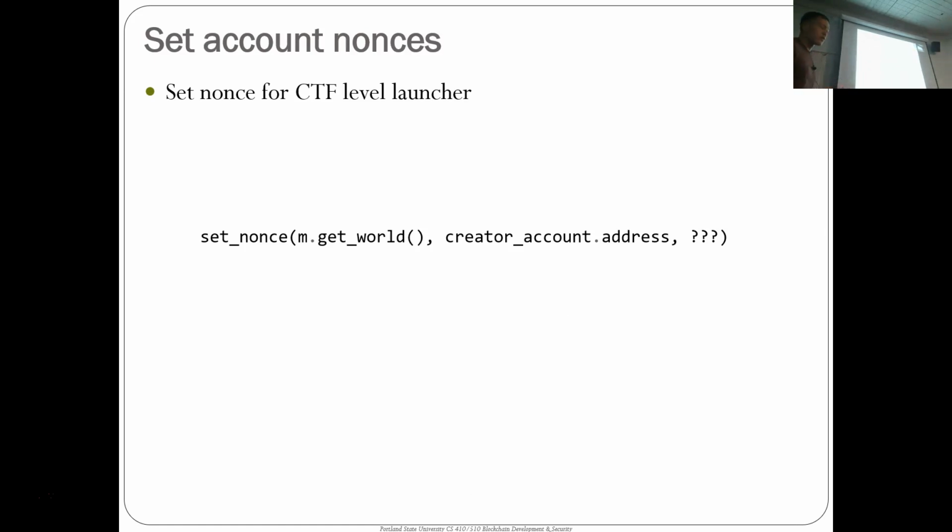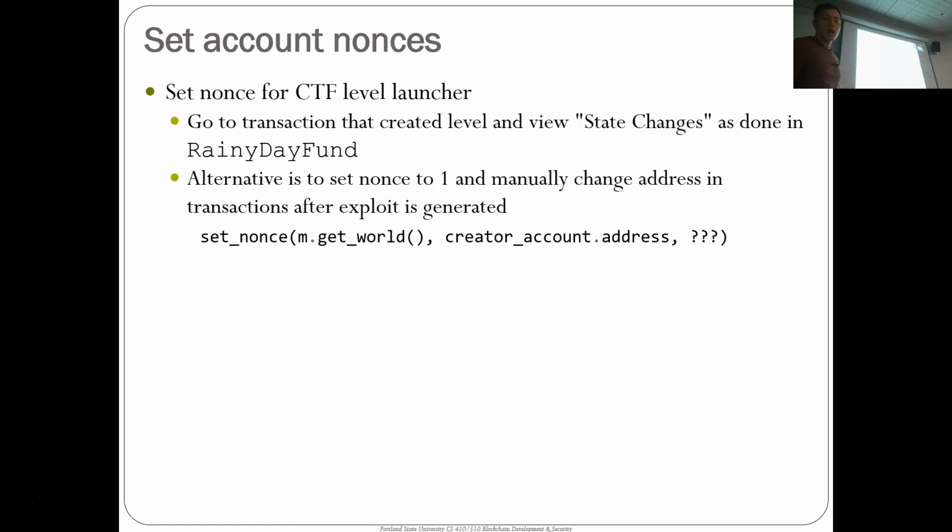Okay, the next part of the script, this is the tricky part. You have to set the nonce for the CTF level launcher, and in this case, it's specified here as the last parameter of this. So this is the address, and this is being done in the EVM, right? The EVM is trying to recreate the same state that's outside on the real Ropsten network, and this is the key state that the EVM needs to solve this level.